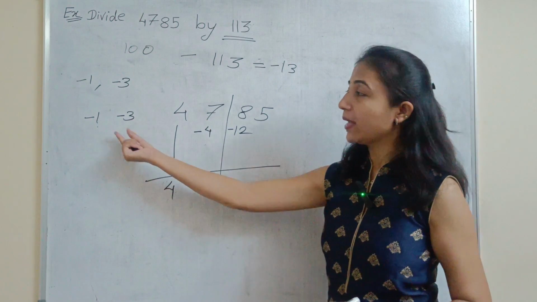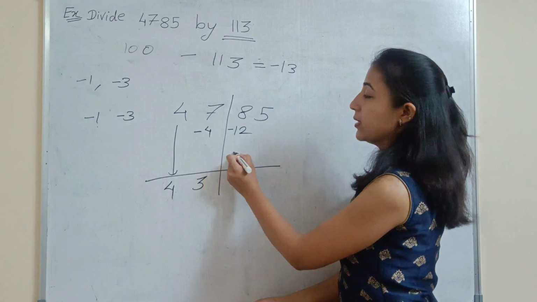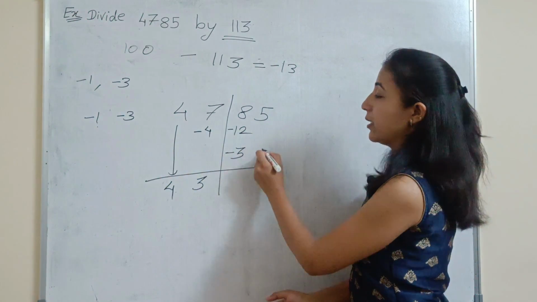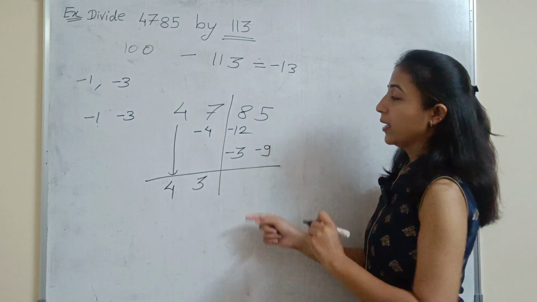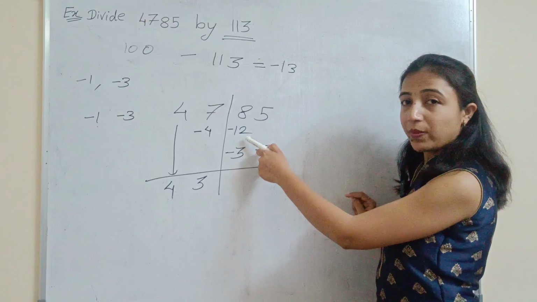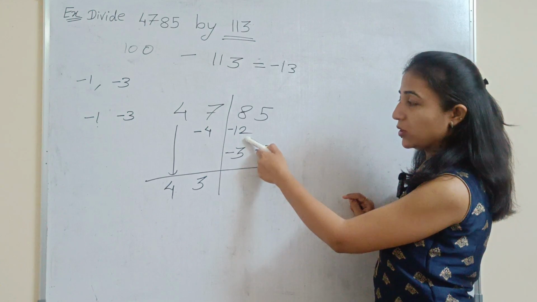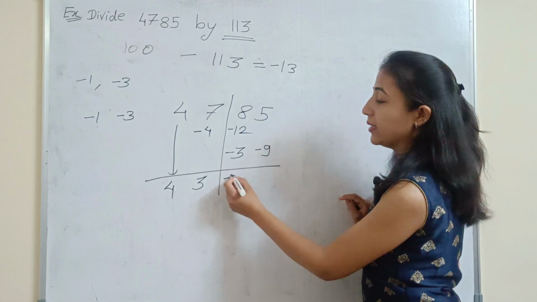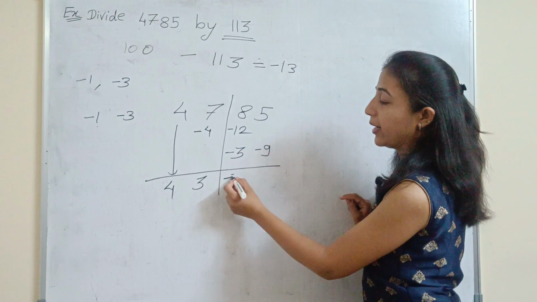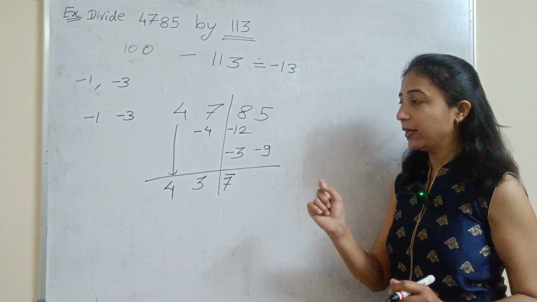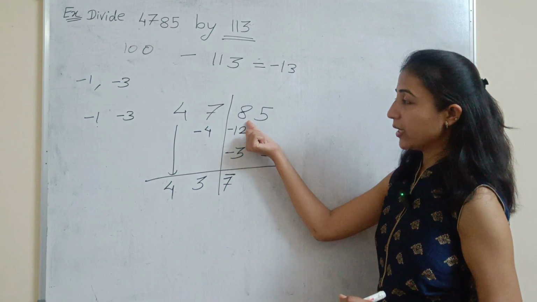Now 3 multiplied by minus 1 is minus 3, and 3 multiplied by minus 3 becomes minus 9. Solve this one. So here 8 minus 12 is minus 4, and this minus 3 becomes minus 7. Minus 7 you can write as minus 7 or 7 bar. The bar itself represents the negative number.